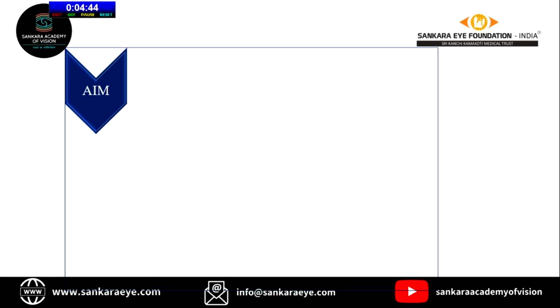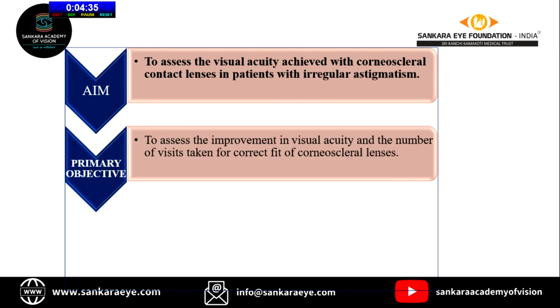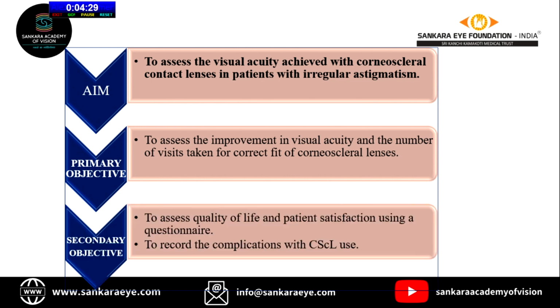The aim of my study is to assess the visual acuity achieved with corneoscleral contact lenses in patients with irregular astigmatism. My primary objective is to assess the improvement in visual acuity and the number of visits taken to achieve the correct fit of these lenses. My secondary objective is to assess the quality of life and patient satisfaction using a questionnaire, and to record the complications.